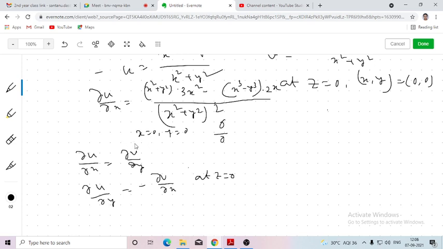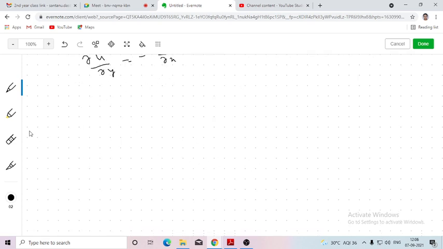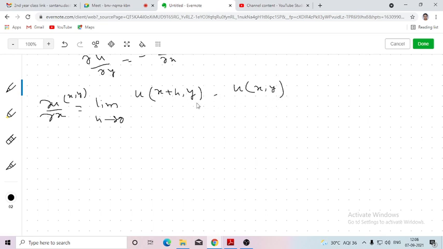Yes, sir. That's why, to show that it is satisfying the Cauchy-Riemann equation, you need to use the definition. I don't know whether you can remember the definition of partial derivative of u. Partial derivative means u is a function of two variables. So here, del u del x at the point x, y will be the limit h tends to 0 of u(x plus h, y) minus u(x, y) by h. Since we are doing the partial derivative with respect to x, the variable y will remain constant. x will be changed from x to x plus h.